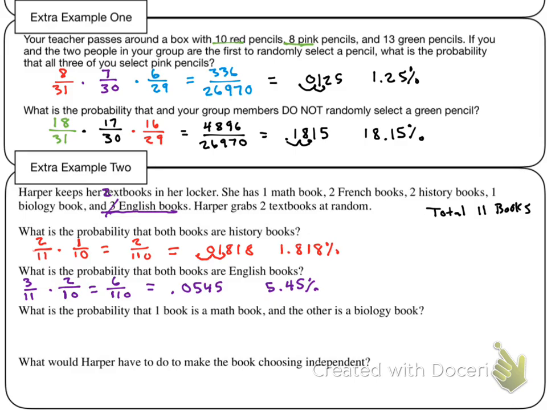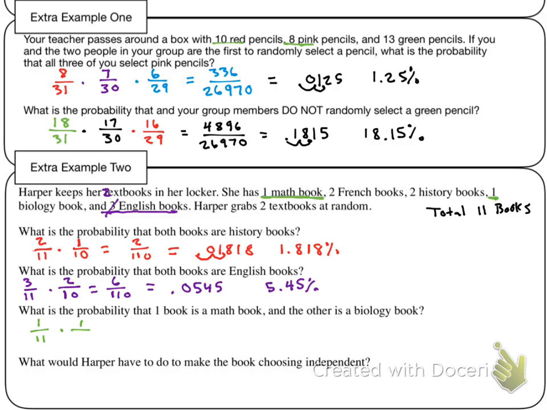What is the probability that one book is math and the other book is a biology book? So one book is math, so she has one math book. So to pick a math book, that's a 1 out of 11 chance, times the biology book is also 1. So now biology, we have 1 left in there, right? Because she didn't pick the same book over and over again. So probably that one book is a math book. That's 1 out of 11, right?